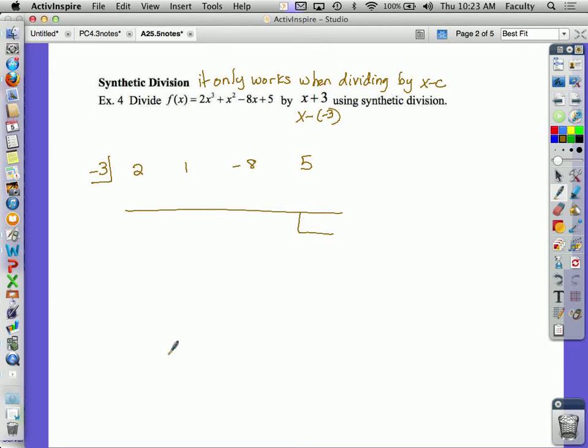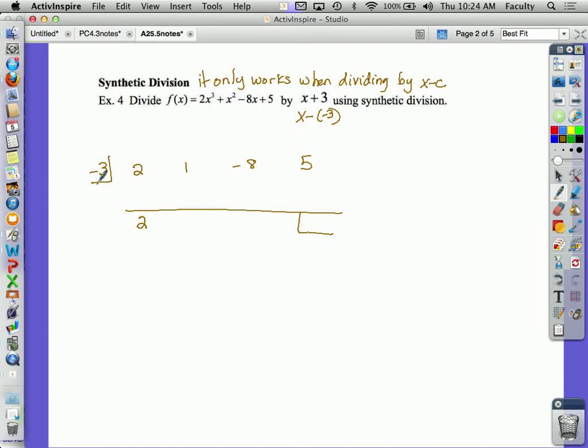What we did earlier is we used synthetic division to evaluate functions. Remember that was just the remainder? Okay, we're not doing that. We're still doing the process, but we're trying to do division. So, you bring down the first number. You always just bring down the first number. It's a 2, so I bring the 2 down.